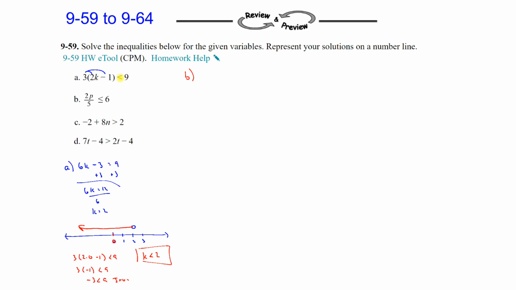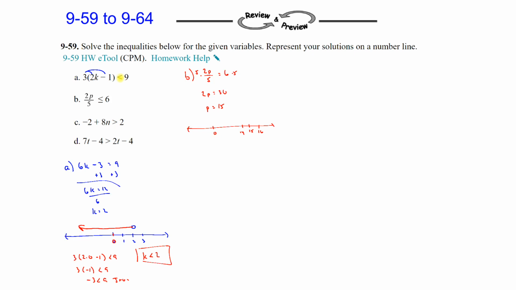All right, on to part B. 2p divided by 5 is less than or equal to 6. I'm going to say it's equal to 6 so I can solve it. Multiply both sides by 5. Get rid of that denominator, and then divide by 2, and we get p equals 15. So on our number line, once again, here's 0, we got 15 all the way down here.